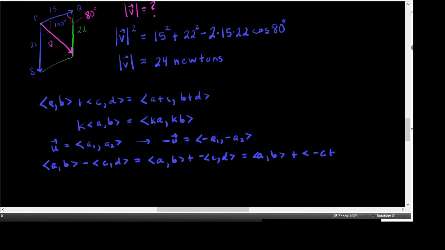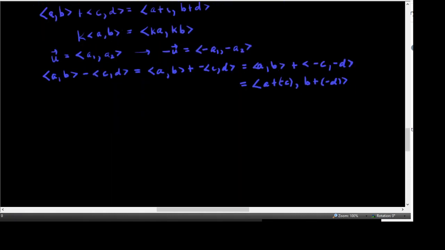Sorry, getting ahead of myself. Negative C comma negative D, which is A plus the opposite of C, comma B plus the opposite of D, and of course the addition of the opposite is more simply going to be A minus C, comma B minus D.